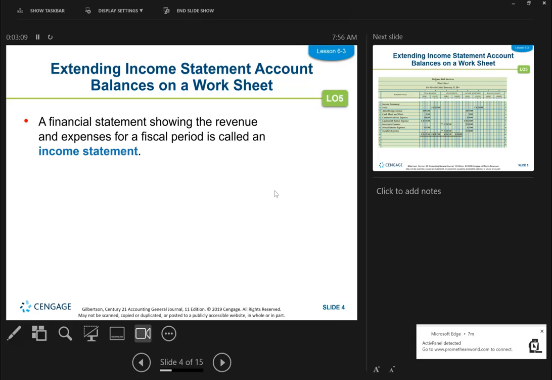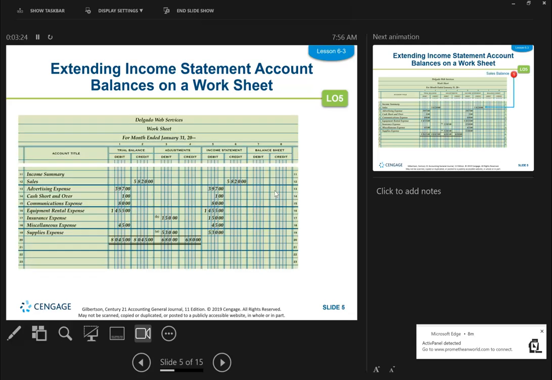So another type of financial statement showing the revenue and expenses for a fiscal period is called an income statement. So an example of that is here. Notice when we rule this, the debit and credit balances are the same, as well as the adjustment debit and credits are the same.